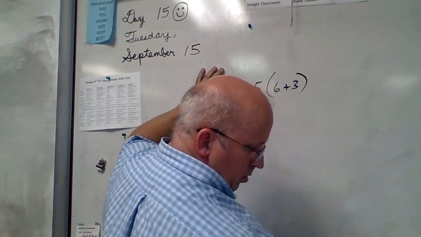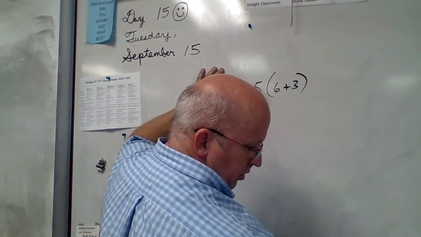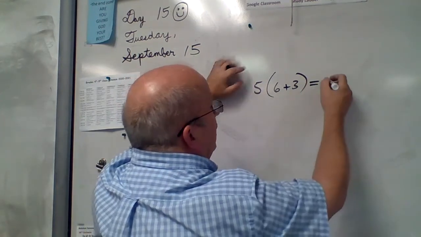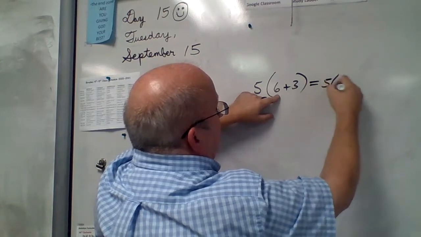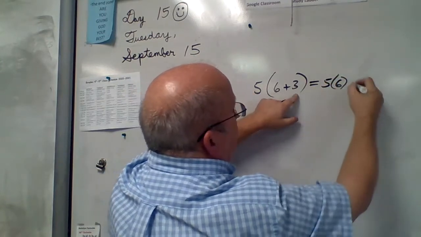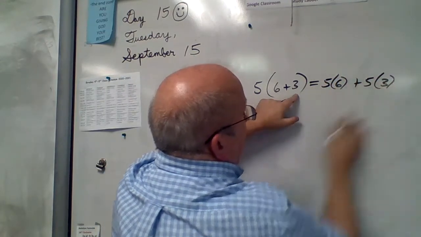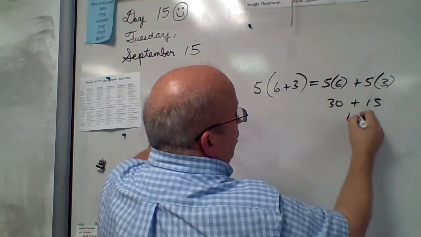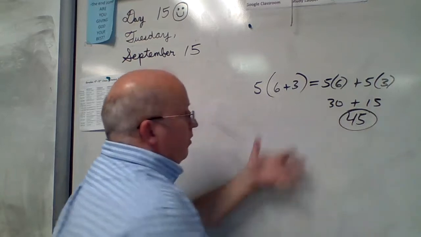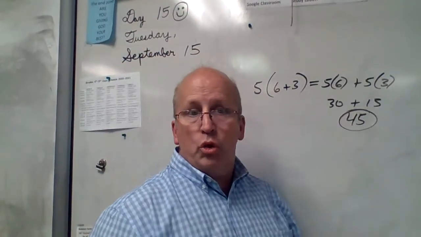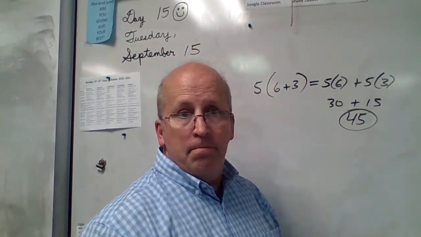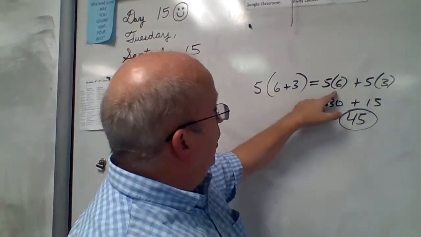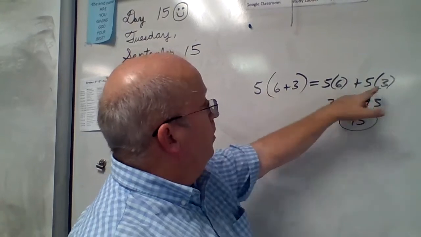It says, rewrite using the distributive property and then evaluate. So here's the rewriting. First number times the second number. First number times the third number. Then evaluate. This is 30 plus 15, which is 45. Done. This is the kind of work they want you to do there. First number times the second number, boink. First number times the third number, boink.